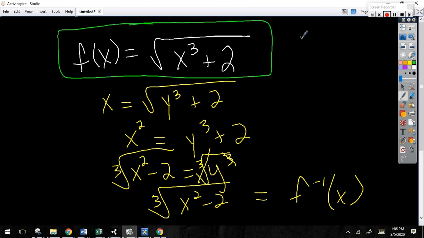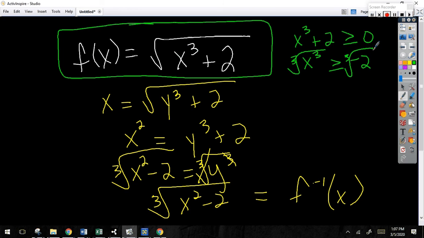It can't have a negative under there, right? So x to the third plus 2 has got to be bigger than or equal to 0, right? If I solve this for x, I've got x cubed is greater than or equal to negative 2. And then how did you say I get rid of this third? Can you take the third root of a negative number?